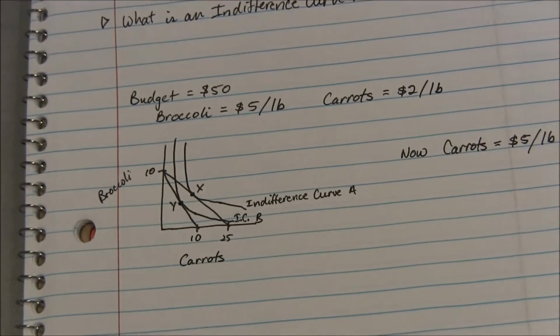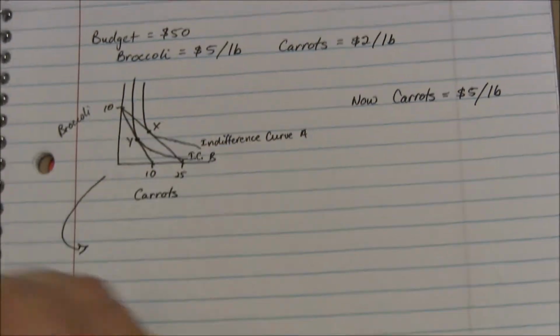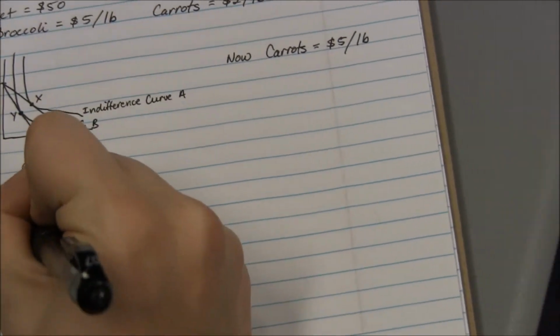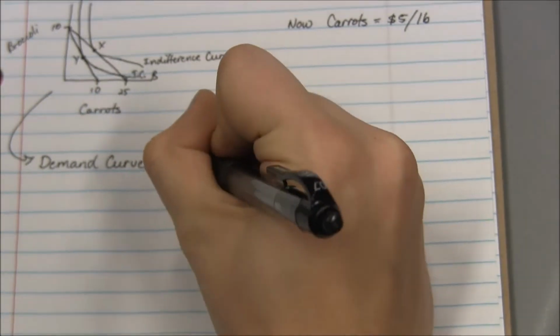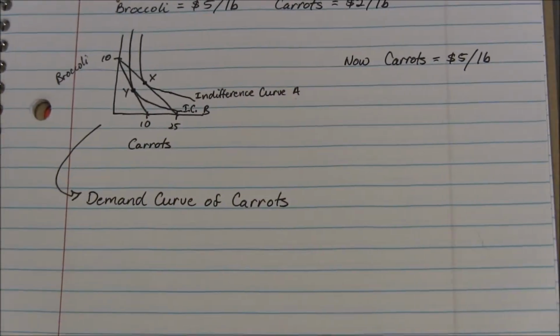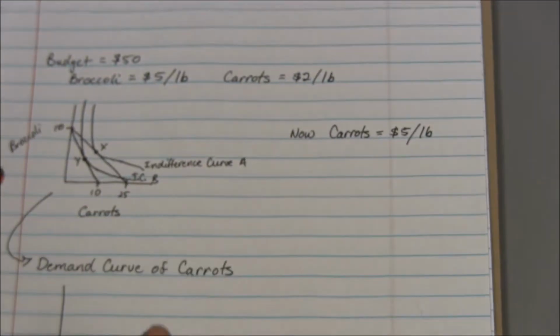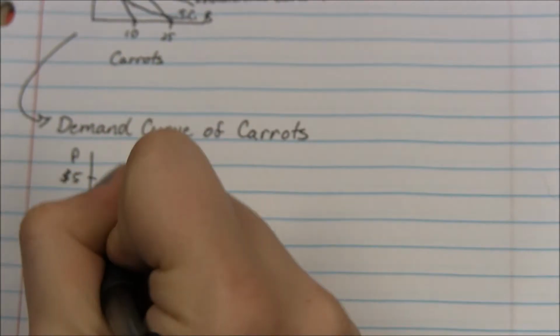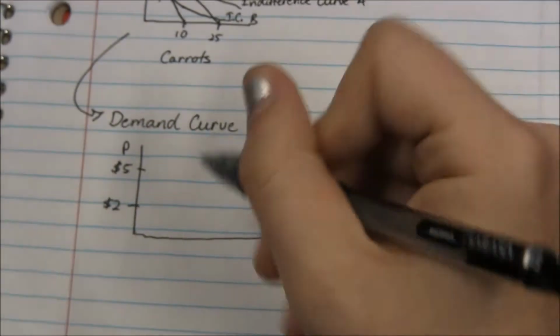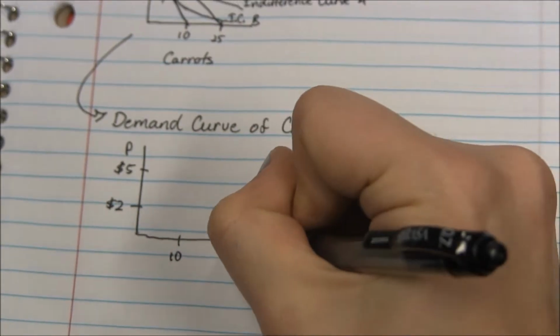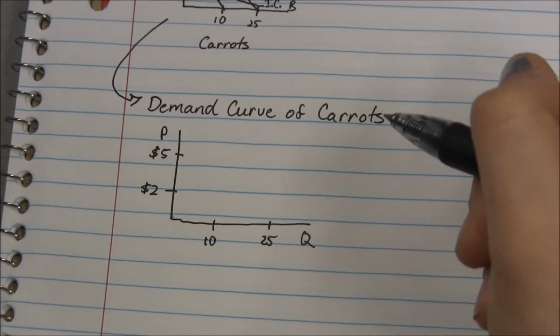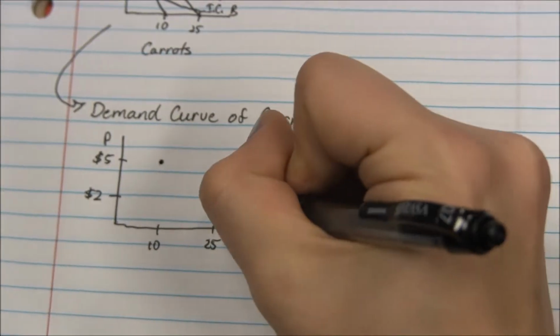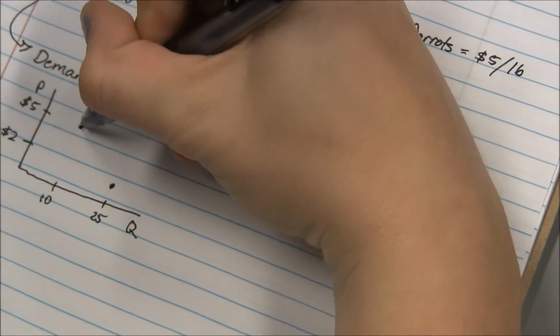With this graph, we can make a demand curve with the points x and y that we plotted. This demand curve is for carrots, meaning that we graph 2 points. The first point, when at $5, there's a quantity demanded of 10 pounds. And at the second point, when at $2, there's a demand of 25 pounds. This graph shows the law of demand, which holds that a higher price leads to a reduction in quantity demanded, and a lower price leads to an increase in quantity demanded.